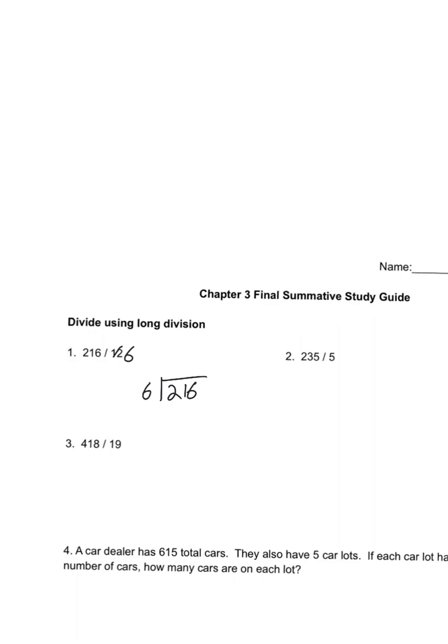6 can't go into 2, so we're going to go into 21. 6 will go into 21 3 times. 6 times 3 is 18. 21 minus 18 is 3. And then you drop your 6. 6 goes into 36. 6 times 6 is 36. And so that will be your answer. Put it in red for you guys. 36. Bingo.